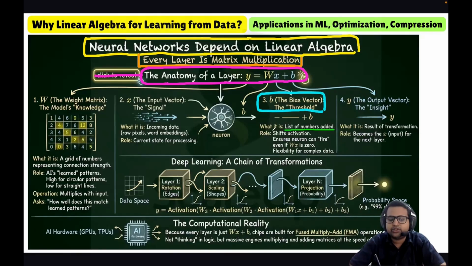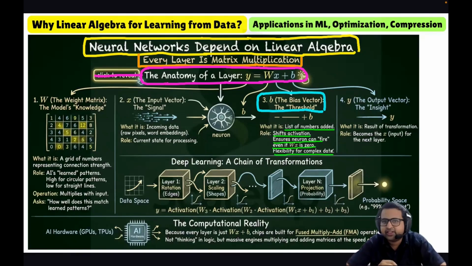Bias allows the network to shift the activation function. Even if the input Wx is 0, the bias ensures the neuron can still fire if necessary. If the product of Wx is 0, because of bias, the result will be some valid number, some positive number or some negative number. Bias provides the flexibility needed to fit complex data.